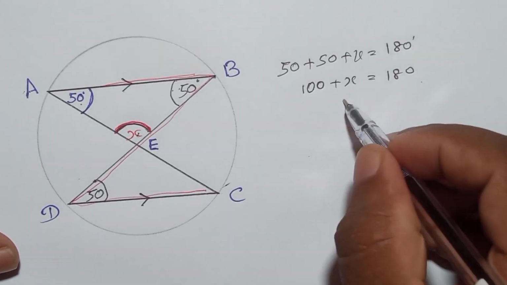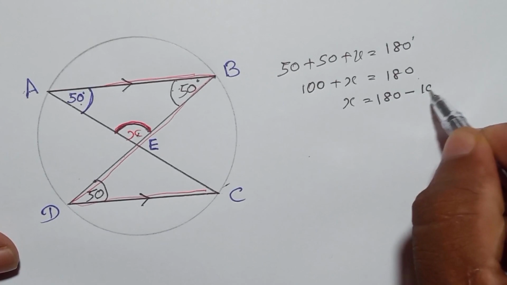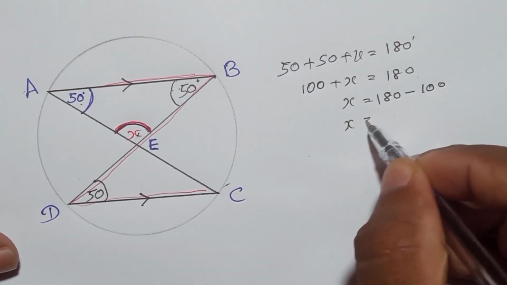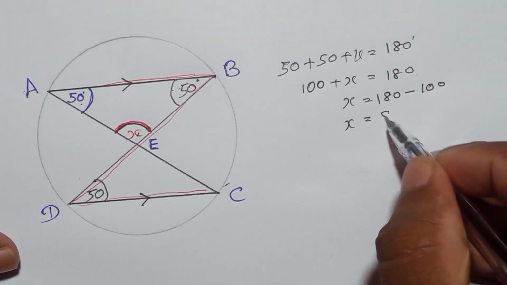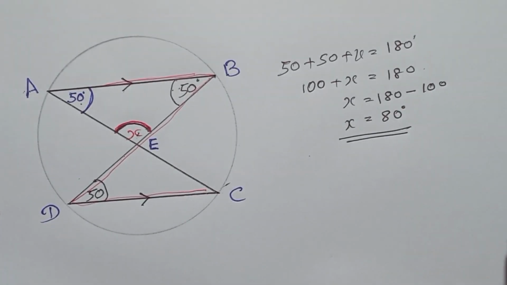Now 100, bring to the other side. So 180 minus 100. So here it will be 180 minus 100, which means 80 degrees. So this is the answer for x.